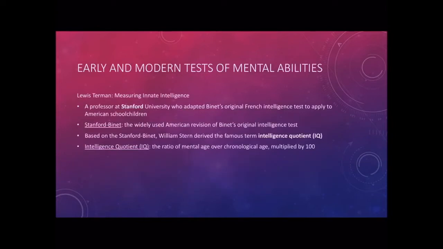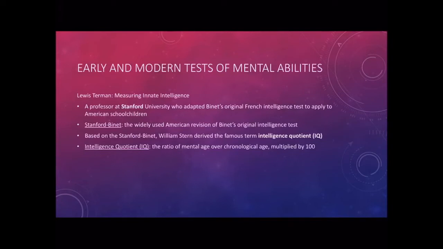the IQ test. So Louis Terman was a professor at Stanford University, and Binet's original French intelligence test was for only French school children. And so at Stanford, they asked Louis Terman to come up with an intelligence test that was similar to Binet's test, but for Americans. So he came up with what is called the Stanford Binet, and that's the most widely used American revision of Binet's original intelligence test. And then based on that, we were able to derive the IQ test, the intelligence quotient, which is the ratio of your mental age over your chronological age multiplied by 100.